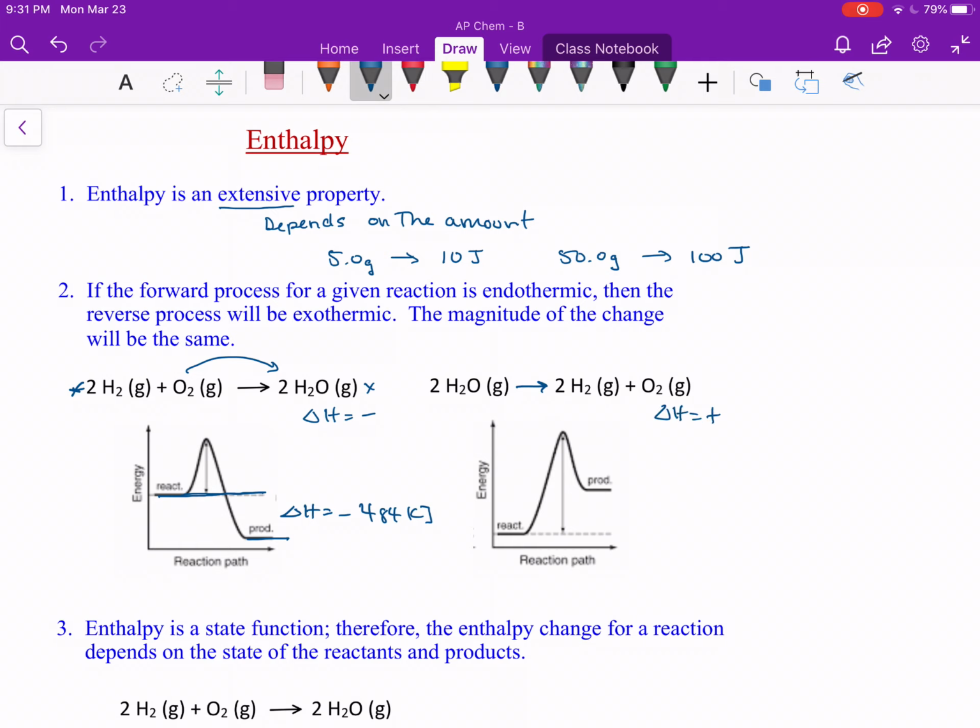We're looking at the reverse process. And again, that should make sense. In this case, if we're looking at the magnitude, delta H is positive, it's endothermic, but we're still going to be at 484 because the same bonds have to be broken, the same bonds have to be formed, but we're just doing it in a different direction.